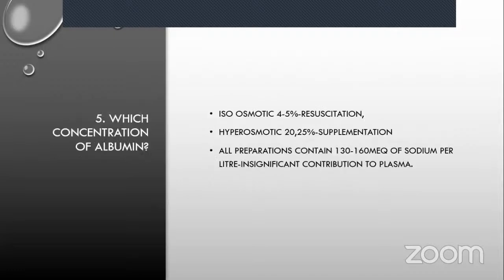Which concentration of albumin we have already seen. If you are targeting resuscitation, then 4 to 5%, because that will be large volume resuscitation. Now, these 4 to 5% unfortunately have a higher concentration of chloride, and then they can affect your chloride concentration, but to a low extent. Now, if you have supplementation requirements, then you can use the 20 to 25%, like we're going to see. Here they're saying that all preparations contain sodium, but this may not be very significant.